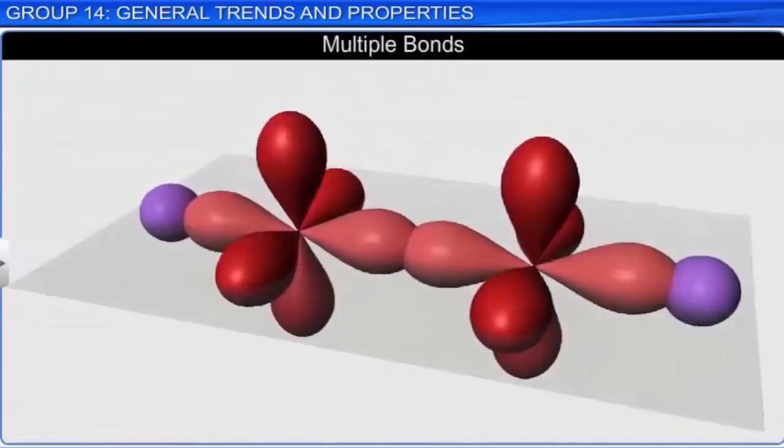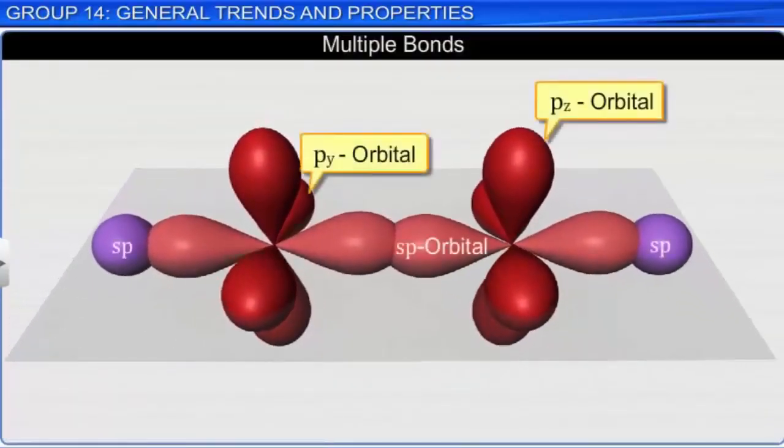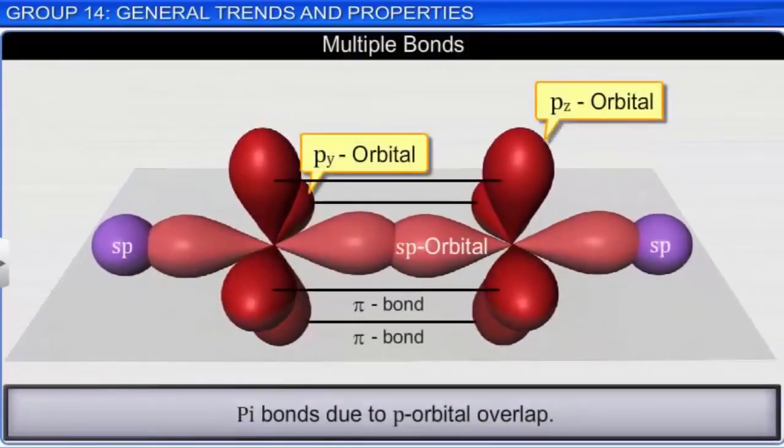These multiple bonds are pi bonds caused by the sideways overlapping of the p orbitals. Because of their larger orbitals, the heavier atoms in group 14 do not overlap effectively, and so do not exhibit this type of pi bonding.